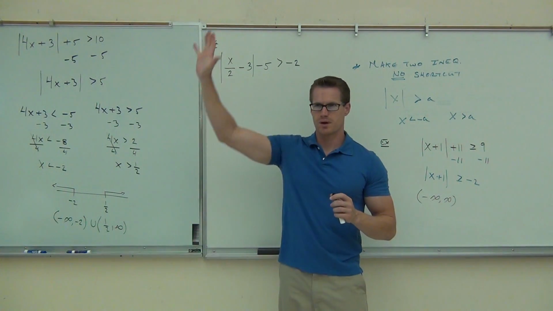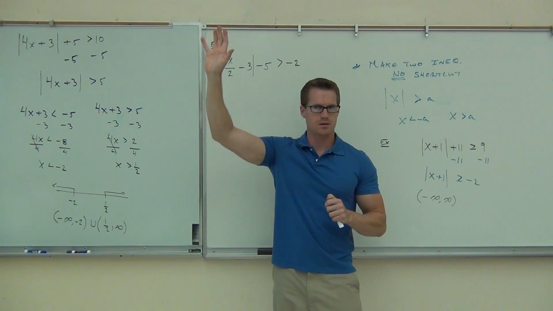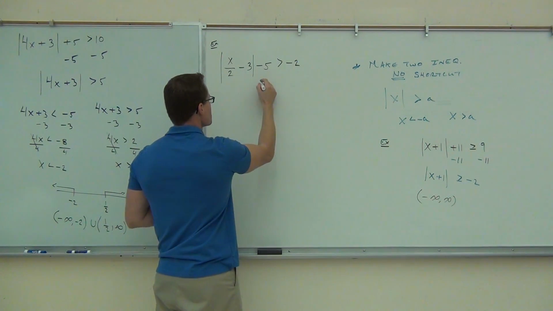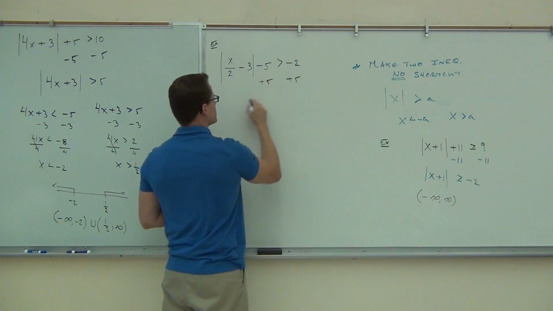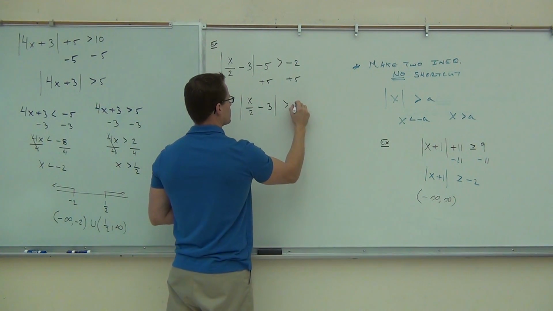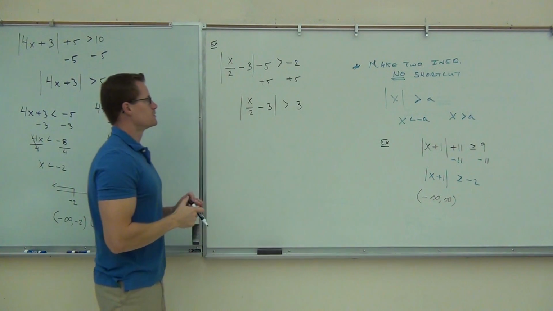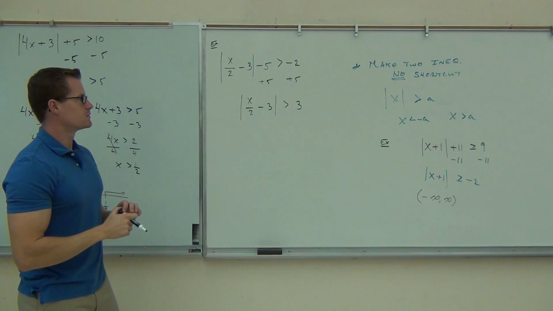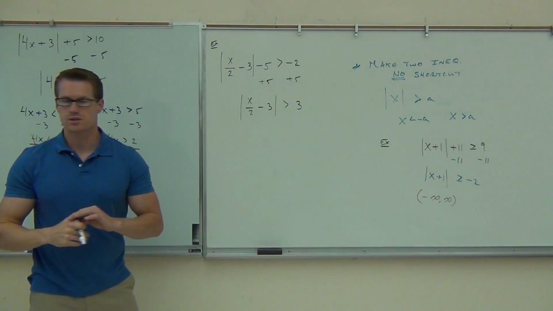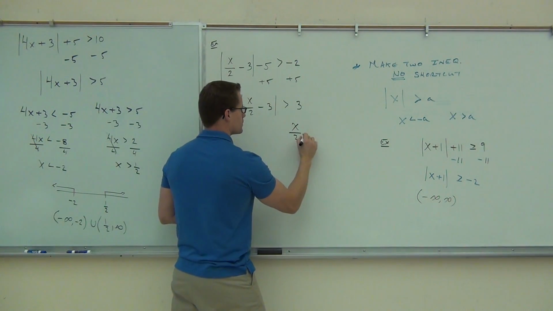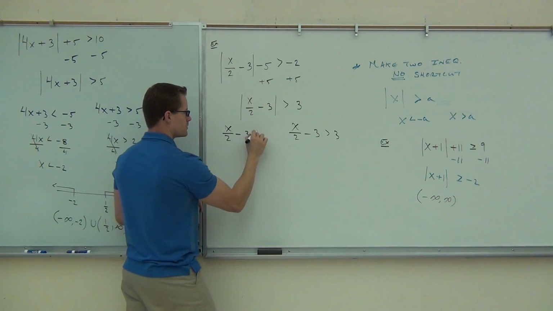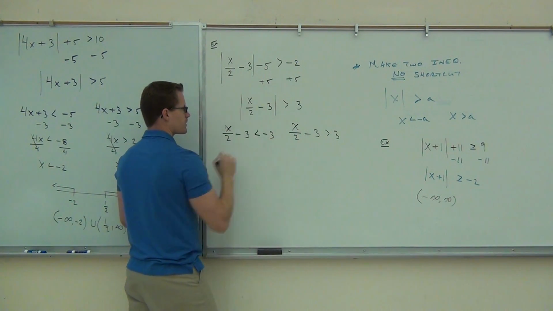On a show of hands, somebody feel okay with that example? Yeah, good. How about this one? What are you going to do first? Add 5. If we add 5, we get the absolute value of x over 2 minus 3 greater than 3. What now? Translation. Two inequalities. First one we do without changing anything. Second one we do by changing the sign and the inequality. It's this part right there. That's the important part.